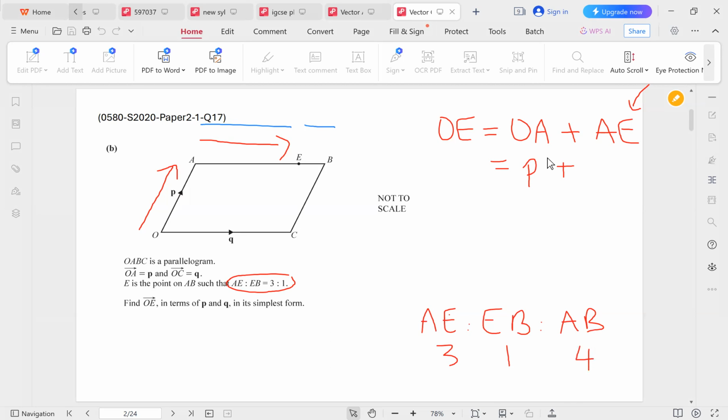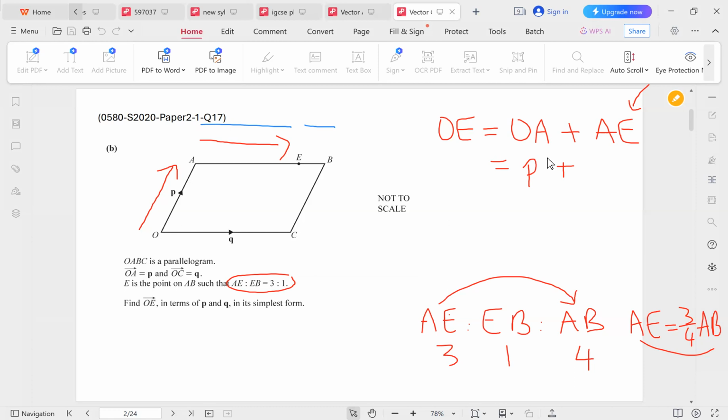And this tells us that AE to AB is 3 to 4, which in other words could be written as AE equals 3 over 4 times AB. And this is the equation that we need in order to solve this problem. Now, how do we get AB? AB is very simple here. AB is parallel to OC.